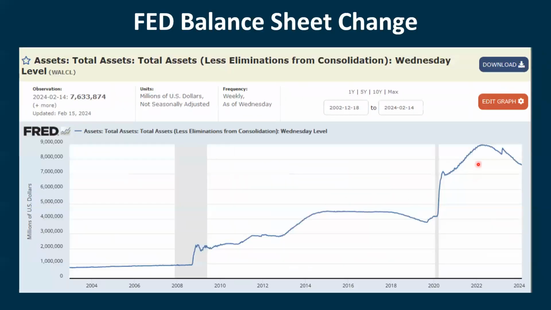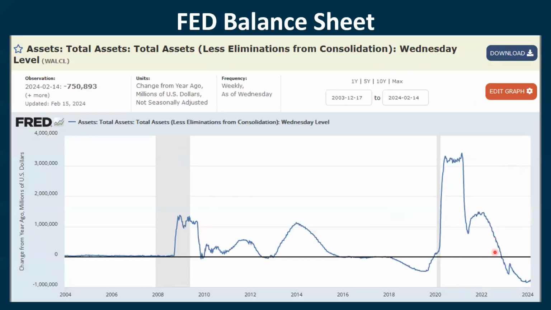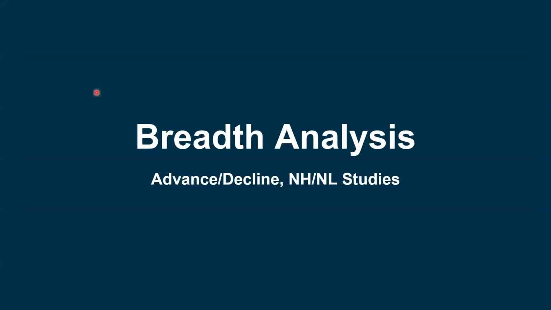Then the Fed balance sheet continues to decline, and it's been doing that since June of 2022. This shows you the year-over-year change. Even though this is going up, we still see a minus sign when we're looking at the total assets when you take out the liabilities.